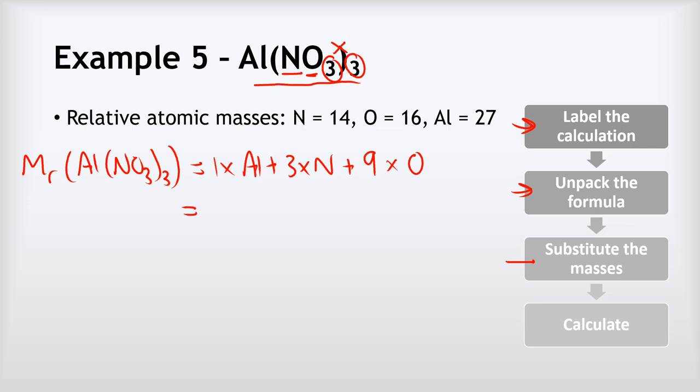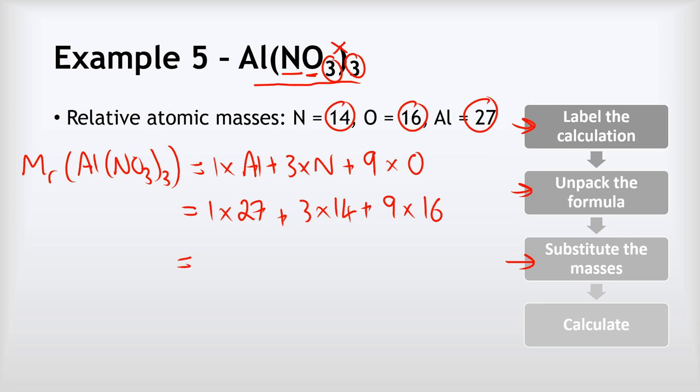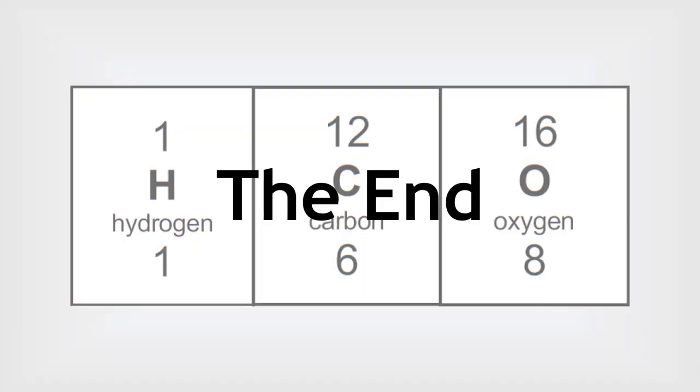So now we substitute our masses. So we say 1 times 27 for aluminium, because that's its mass. Then we add on 3 times 14 for nitrogen, because that's its mass. And then we add on 9 times 16 for O, because that is its mass. And that leaves us just to do the final calculation step down here. And that comes to a total Mr of 213. And again, no units.